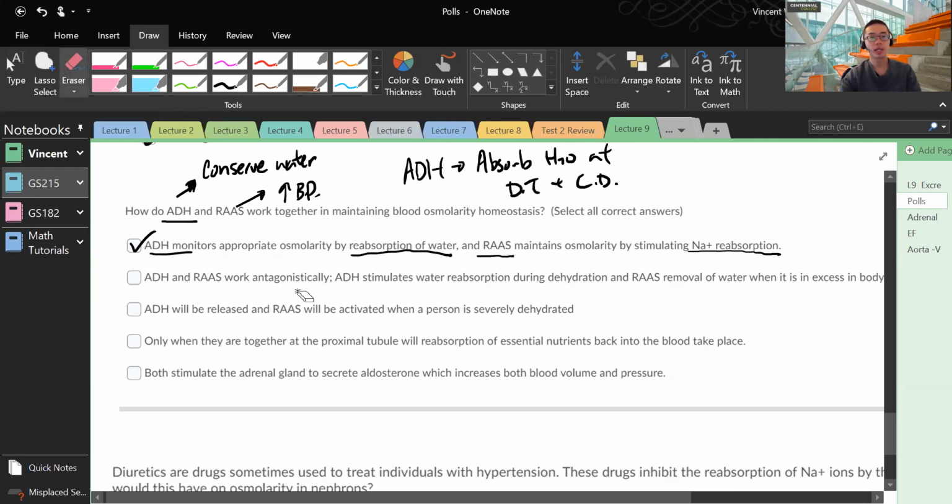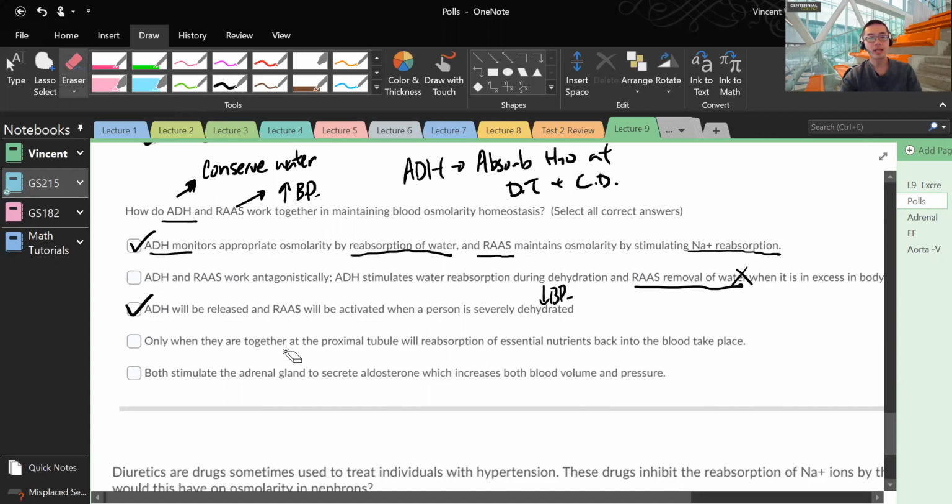ADH and RAS work antagonistically. ADH stimulates water reabsorption during dehydration. RAS removal of water when it's in excess in the body. That's not true. RAS does not remove water. RAS absorbs water, right? ADH will be released, and RAS will be activated when a person is severely dehydrated. So when you are dehydrated, that means you will have low BP. ADH will be released to absorb the water, and RAS will be activated because of that reason. So that is correct.